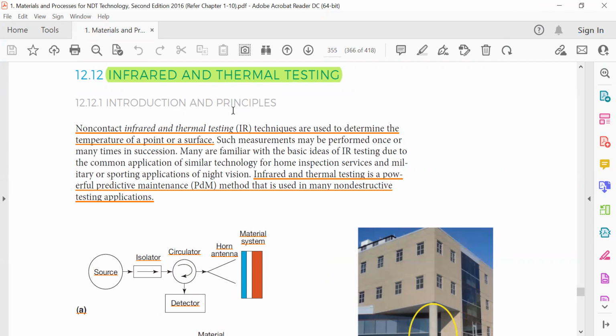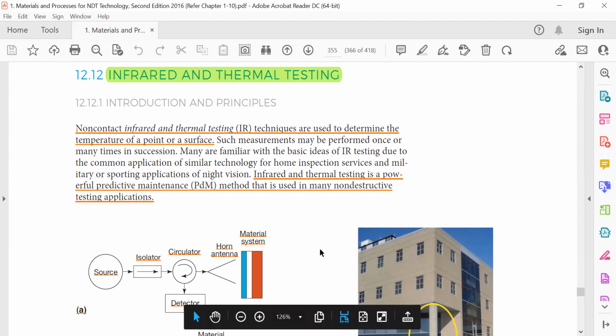Non-contact infrared and thermal testing (IR) techniques are used to determine the temperature of a point or a surface. Infrared and thermal testing is a powerful predictive maintenance (PDM) method that is used in many non-destructive testing. You can predict the future problems that will happen in your future.